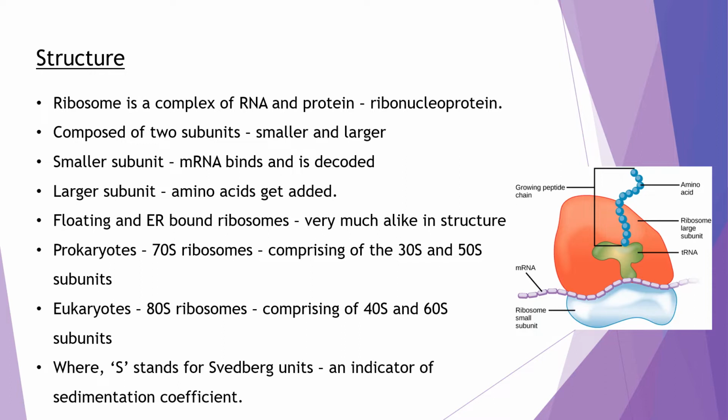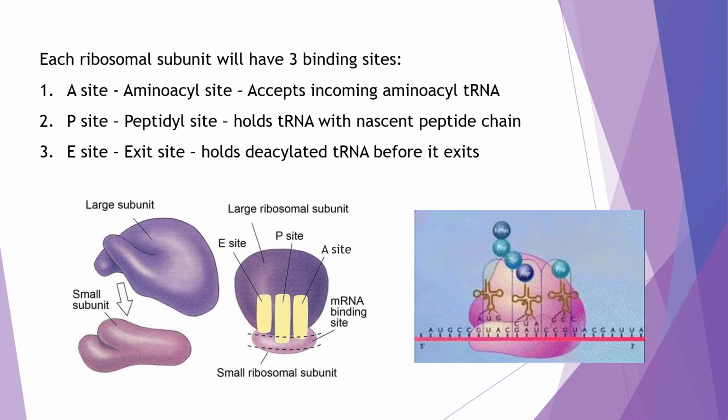So by now, the question that arises is, what is the S that is mentioned here? Well, the S stands for Svedberg units, which is an indicator of sedimentation coefficient, meaning that it indicates the rate at which these ribosomes or ribosomal subunits can settle to the bottom of a tube when it is centrifuged. Furthermore, each ribosomal subunit will have three binding sites.